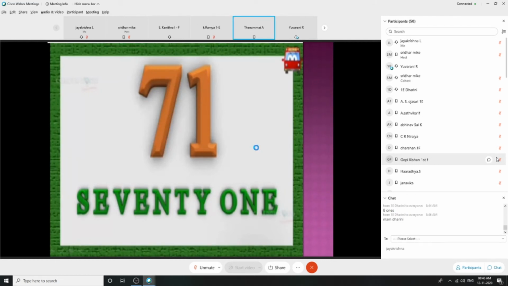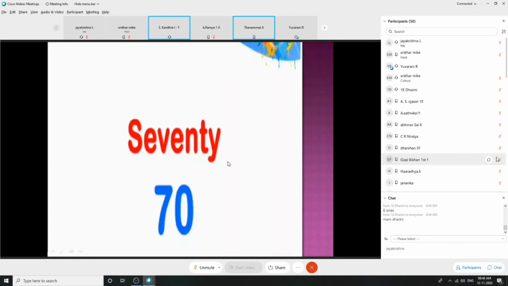Kanitra, yes. The number that comes after 69? 70. Yes, 70. How many tens and how many ones are there in 70? Seven tens and zero ones. Yes, 7 tens and 0 ones. Can you tell the number name for 70?